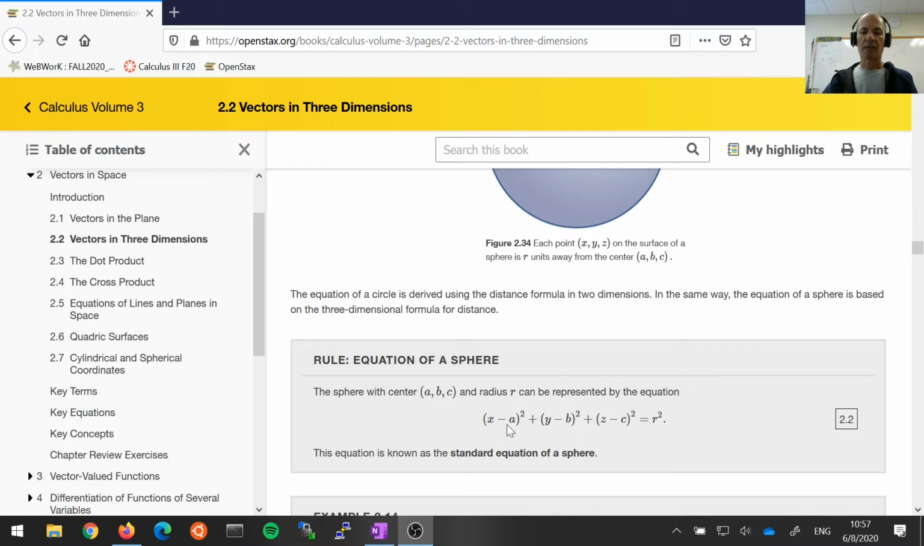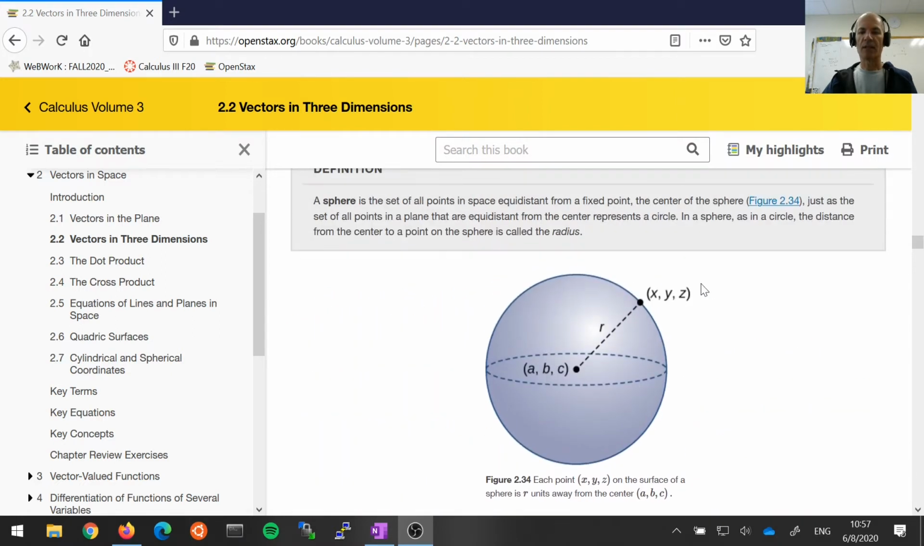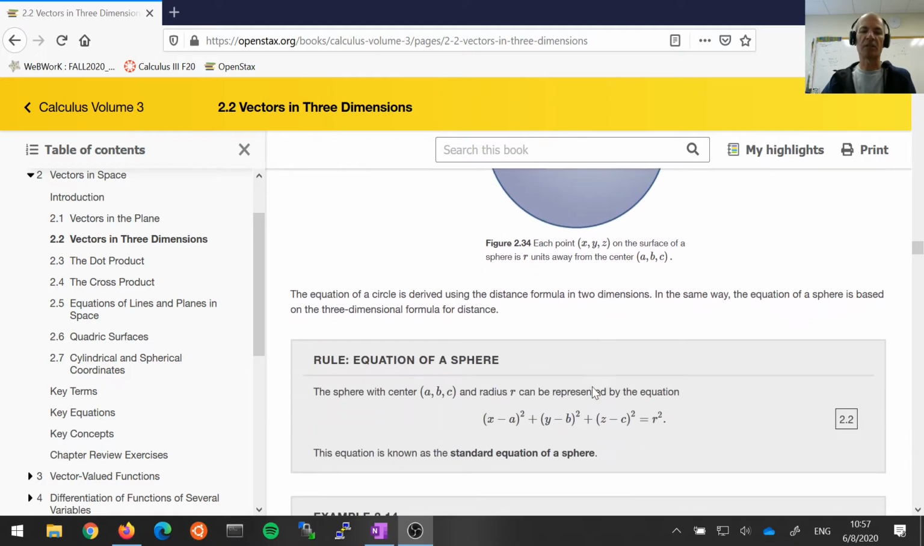So we have (x minus a) squared plus (y minus b) squared plus (z minus c) squared equals r squared. This comes directly from the distance formula. The only difference is there's no square root. We've squared both sides. So what we're saying is the distance from (x, y, z) to (a, b, c) is equal to r, and it makes no difference whether we square that or not. So we square that equation just to get rid of the square root, and we get the standard equation of a sphere. (a, b, c) is the center, r is the radius.